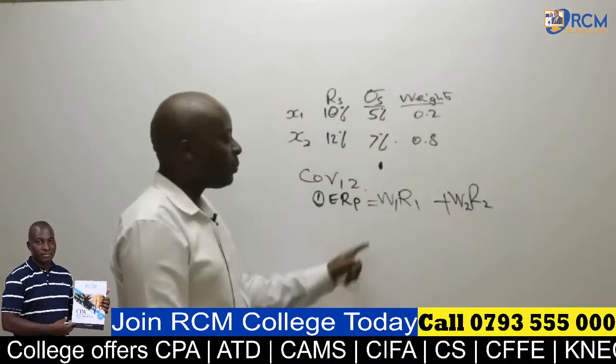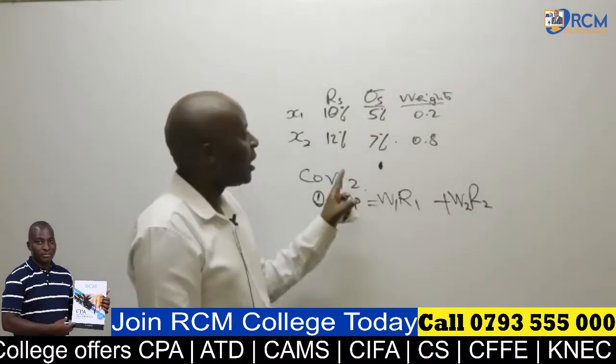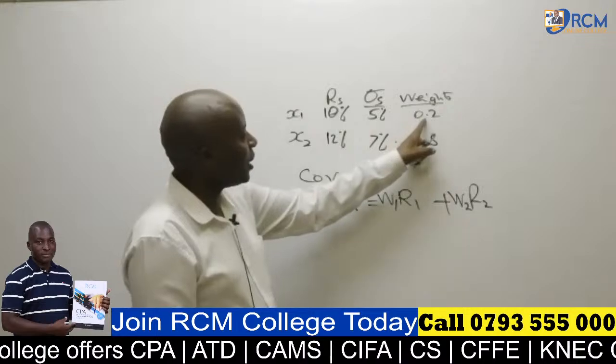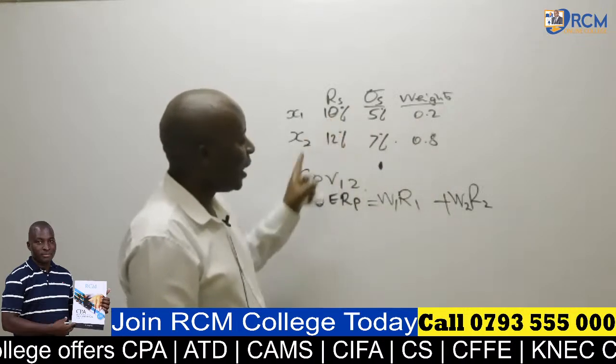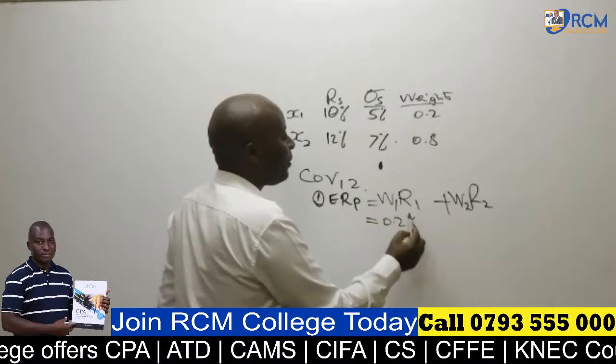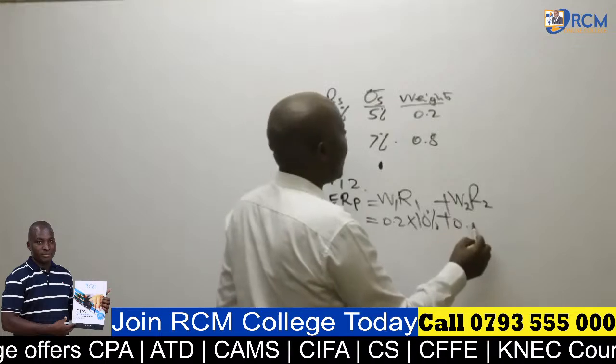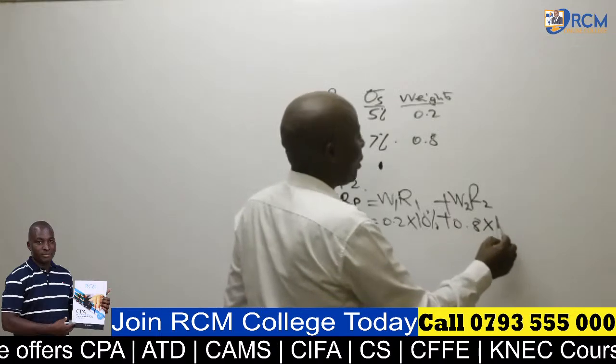If I'm given expected returns, I would have put expected returns here. So basically what I'm doing is to take the weights versus the returns. So the expected return of the portfolio here will be 0.2 times return 1, which is 10%, plus weight 2, which is 0.8, times return 2, which is 12%.